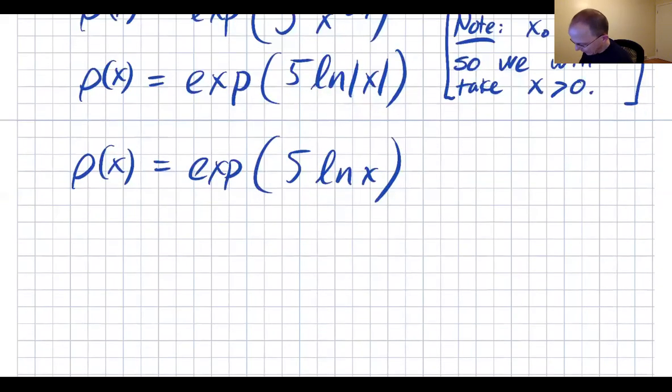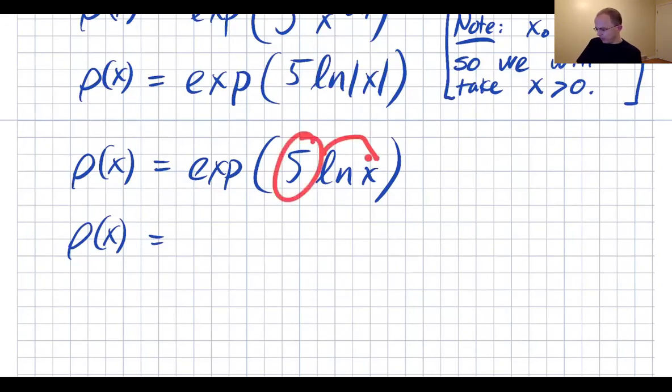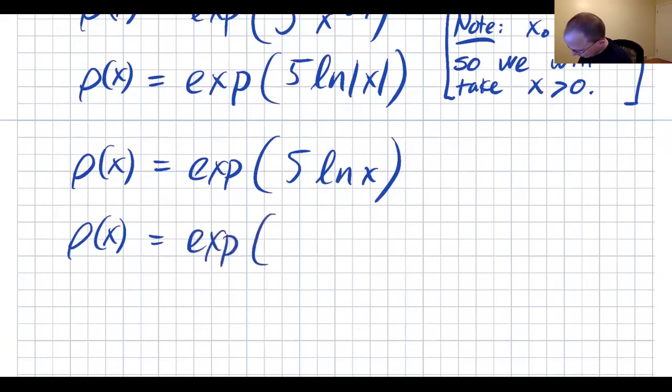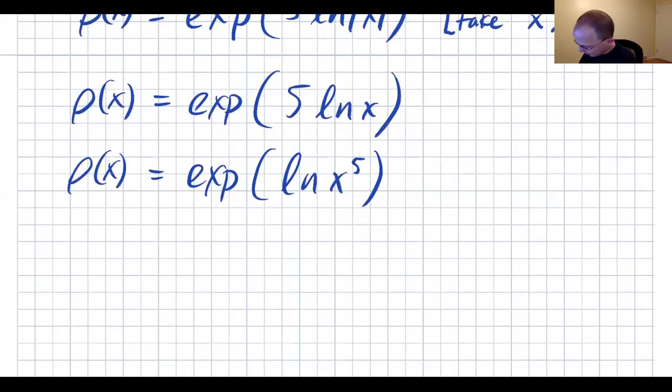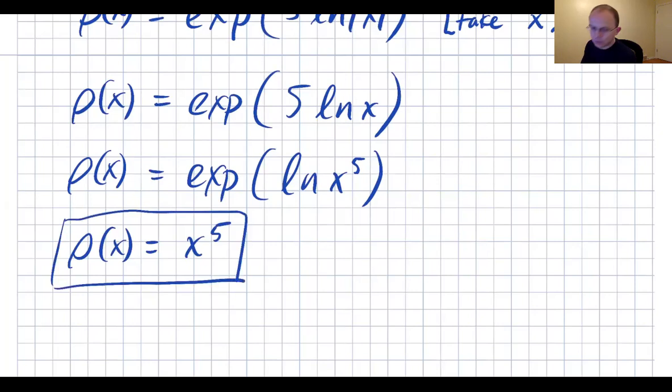And what can we do with that 5 log x? So we know that with logarithms, we can take the 5 and put it up here as an exponent. So we get the following: exponential of log x to the 5th. And finally, the exponential and log cancel each other. And so we get rho of x is equal to x to the 5th, right there. So there's our rho of x.